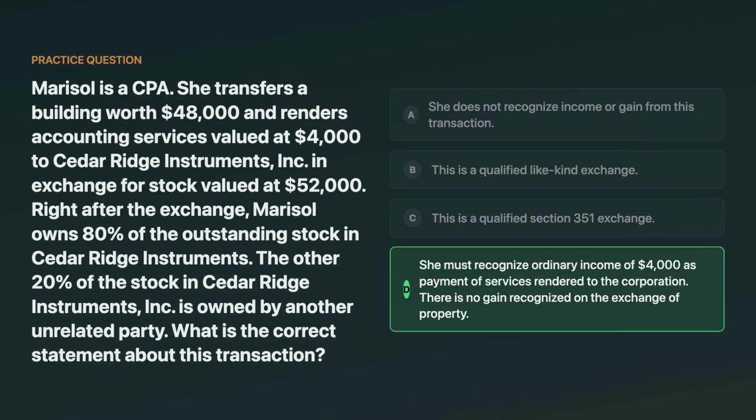The correct answer is that she must recognize $4,000 of ordinary income for the services, and no gain is recognized on the property transfer. Services are not property for Section 351, so the stock received for services is taxable compensation at fair market value. But the building transfer can qualify under Section 351 because she has 80% control immediately after the exchange. A tempting wrong answer is calling the whole thing a qualified 351 exchange.